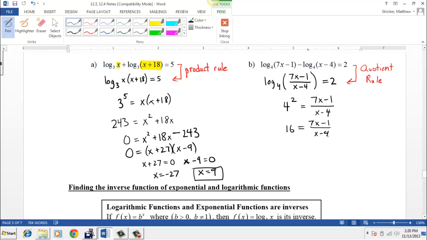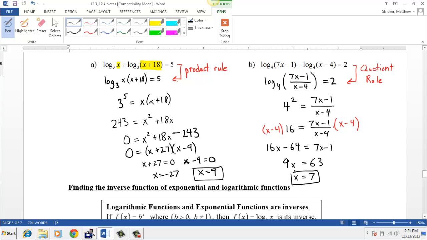How do we solve something like this? Well, it's an equation with a fraction. Multiply by the least common denominator. Multiply this side by the least common denominator. When I distribute that, I get 16x minus 64 equals 7x minus 1, which gives us 9x equals 63, or x equals 7.